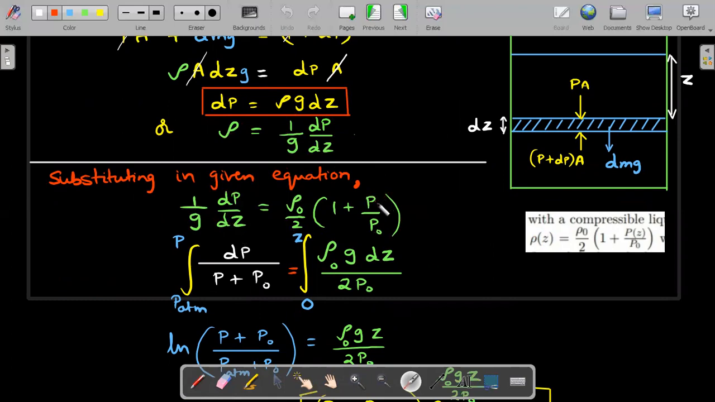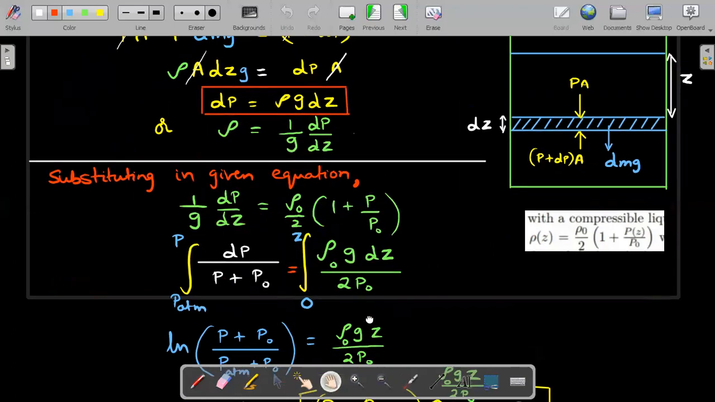You all know what you should do. Bring all p terms on one side and dz terms on the other side and integrate. While integrating, at z equal to 0, which is the free surface, you have to substitute not p naught, it should be p atmosphere. Very careful. Okay, right? And at z coordinate, we need to know the value of p.